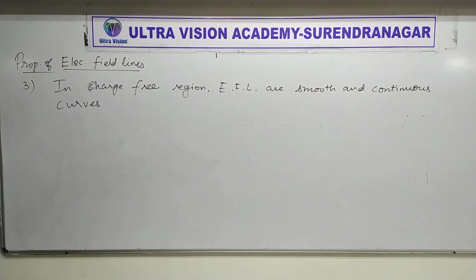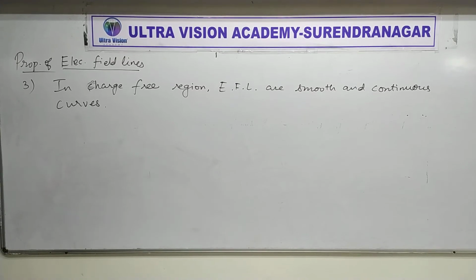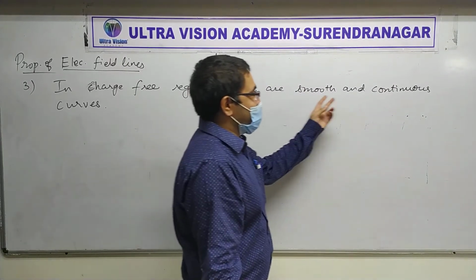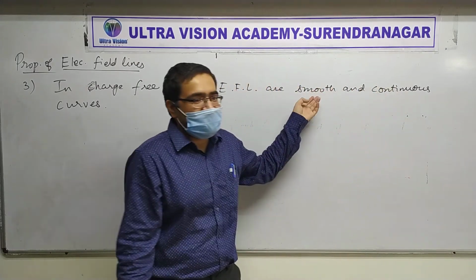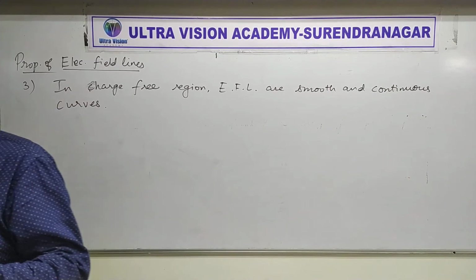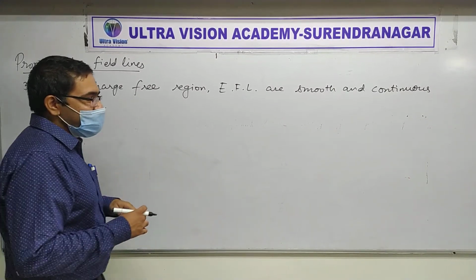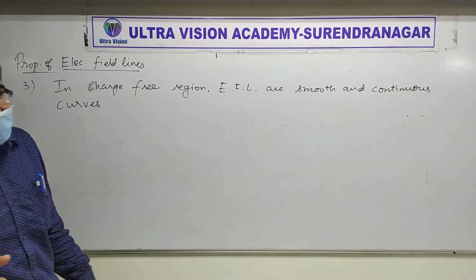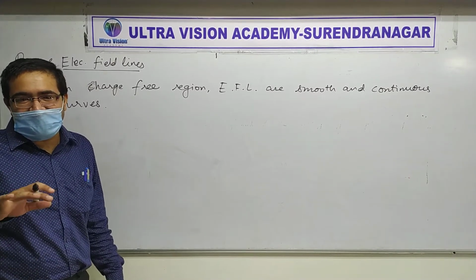Electric field lines are smooth and continuous curves. Math students, I don't think I need to explain the meaning of all this. Smooth means no corner. Basically it means it can be differentiated, right? Have you studied that? Differentiability?